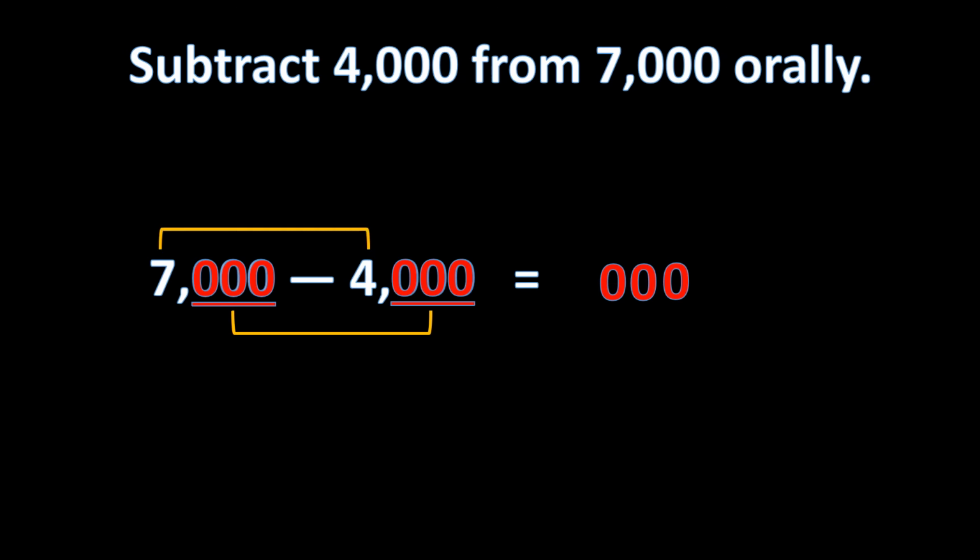Then see the thousands place. 7 minus 4 which is equal to 3. So the answer is 3000.